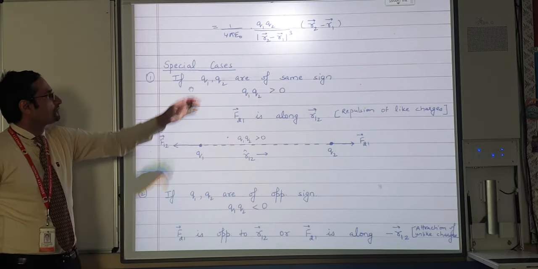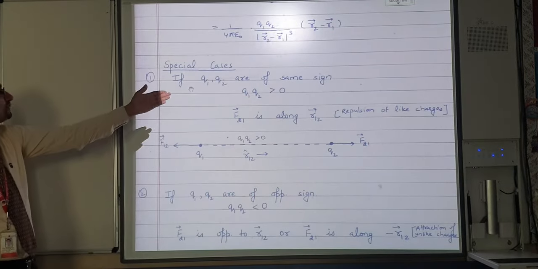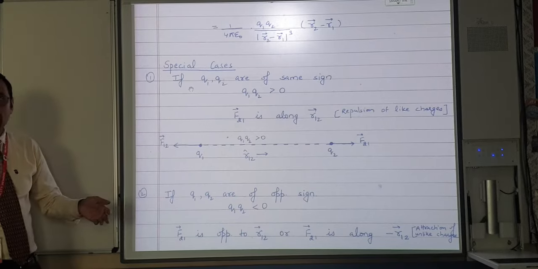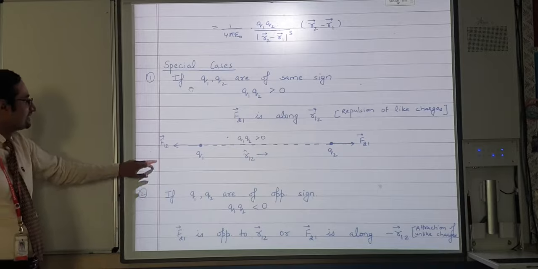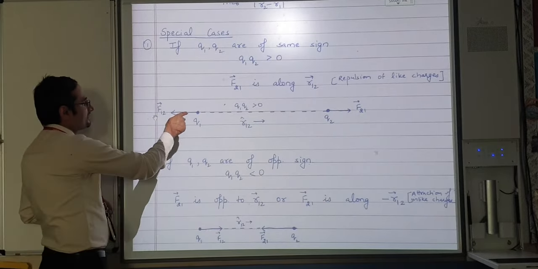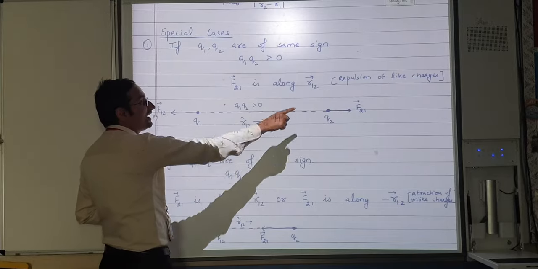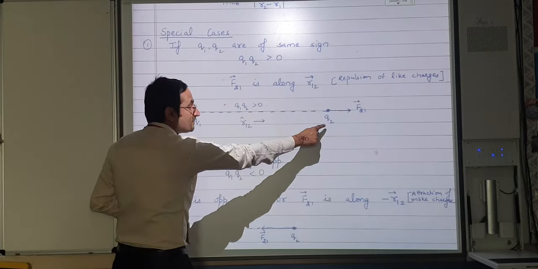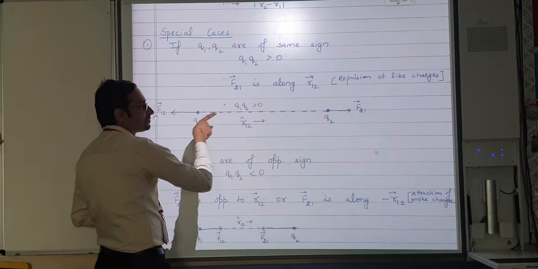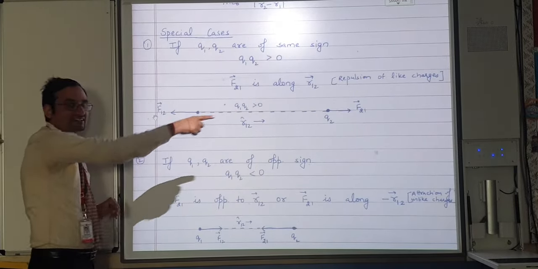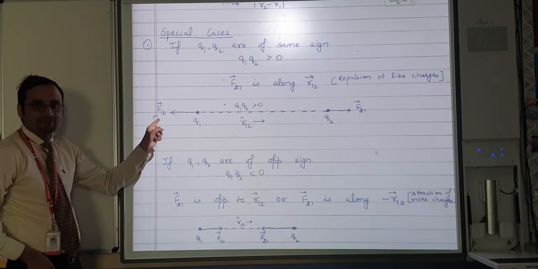The same case, if Q1 and Q2 are of the same sign, the product is more than zero. So it's along R12. That is repulsion. Okay. So see, this is the same thing. This is applying force on this. As I told you, F21 is the force experienced by Q2 because of Q1. So what is the direction? See the direction. So repulsion. If you see here also, that's the same thing.